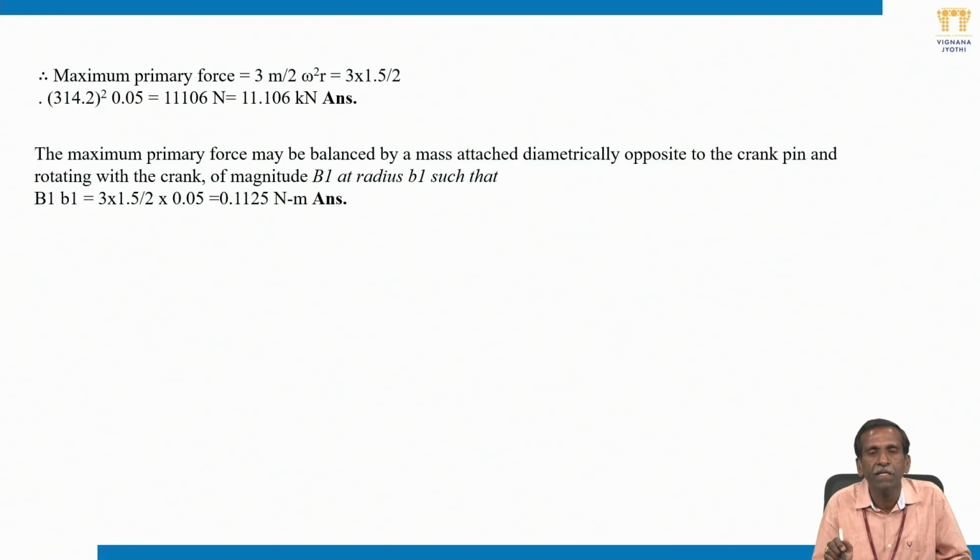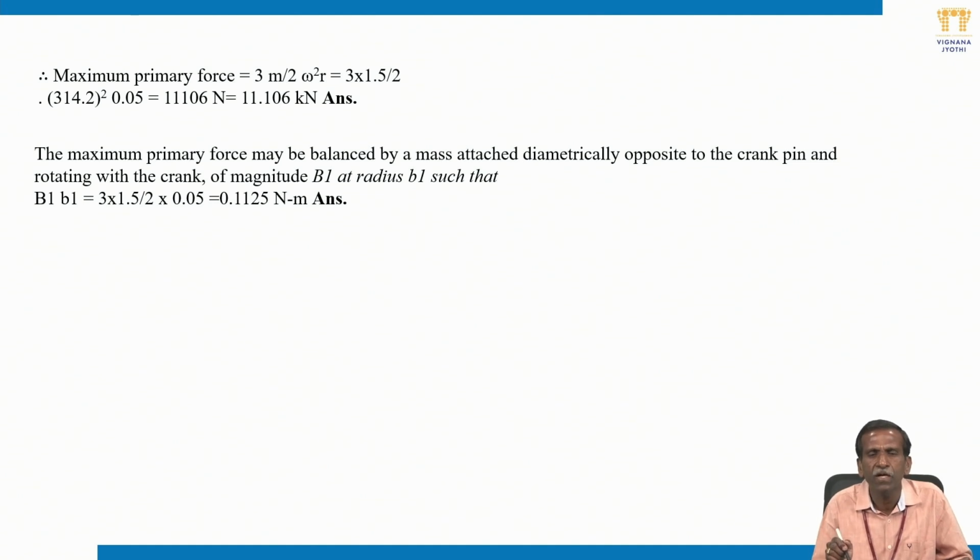Then by attaching masses to the crank's primary, we can balance it. The maximum primary force may be balanced by a mass attached diametrically opposite to the crank pin and rotating with the crank. We can say how much balancing mass, with what radius, is required.